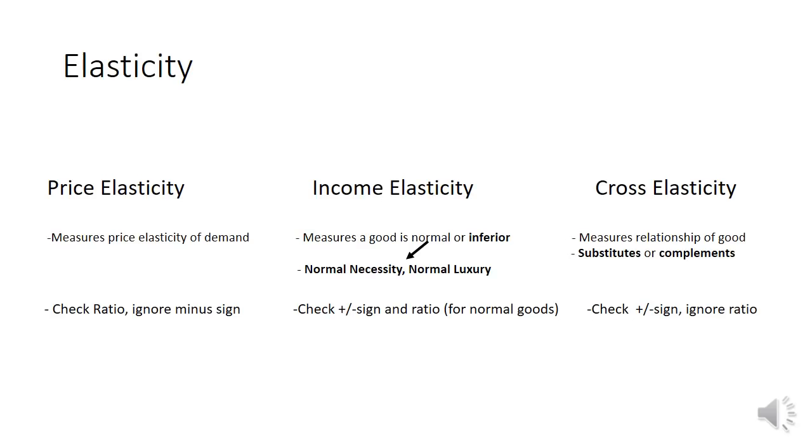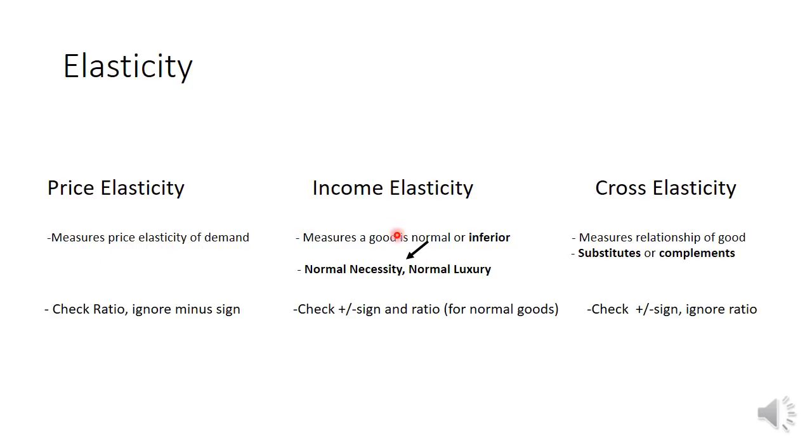Now next on elasticity. Now we studied three different forms of elasticities: price elasticity, income elasticity, and cross elasticity. Now you must know what they measure. Okay. Price elasticity, EP, measures the price elasticity of demand for that product, whether it's elastic or inelastic. Okay, whether how much more people buy when it's cheaper or how much less people buy when it's more expensive. Okay, it measures the price elasticity of demand.